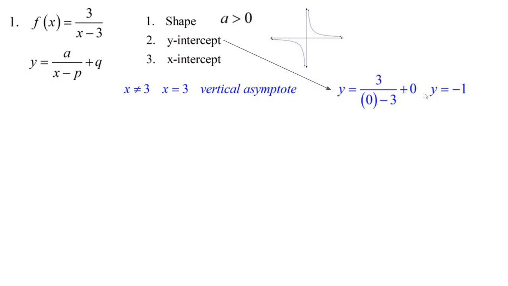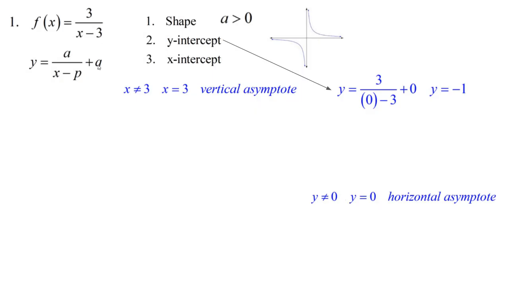Now, if this isn't possible, then this 0 here can't be equal to 0. If this can't be 0, then y can't equal this number 0 here. So y can't equal 0, and y equals 0 means that the x-axis is the horizontal asymptote, y equals 0.